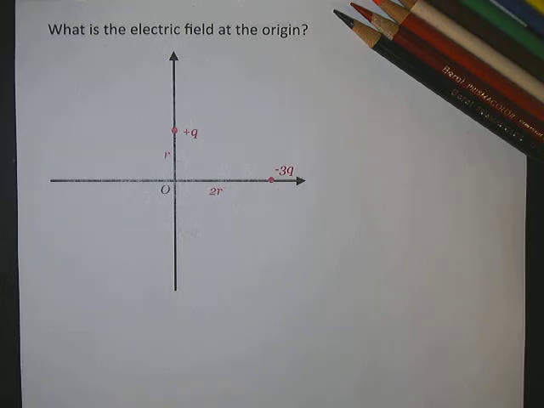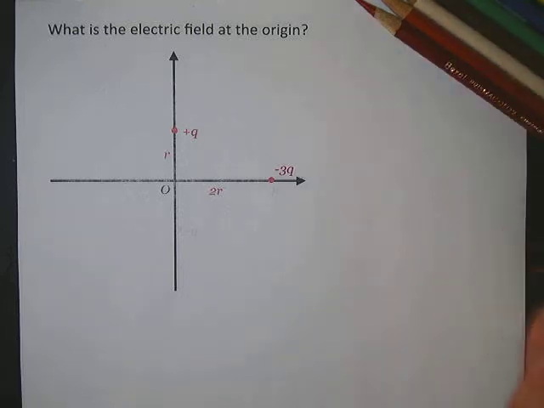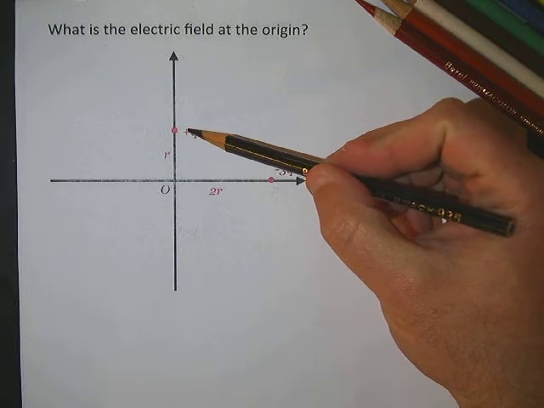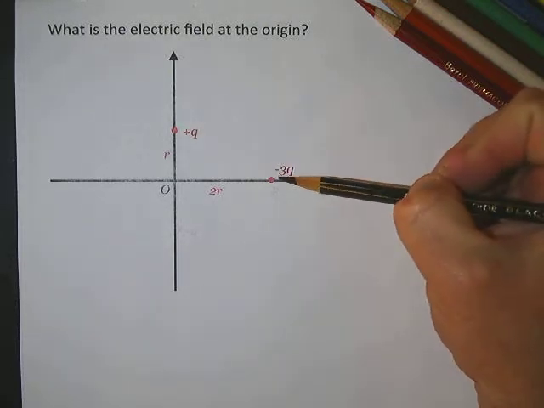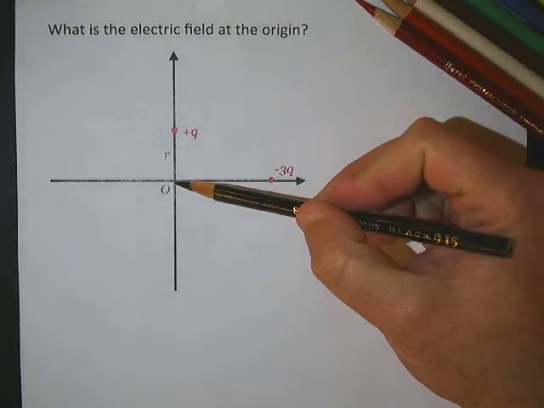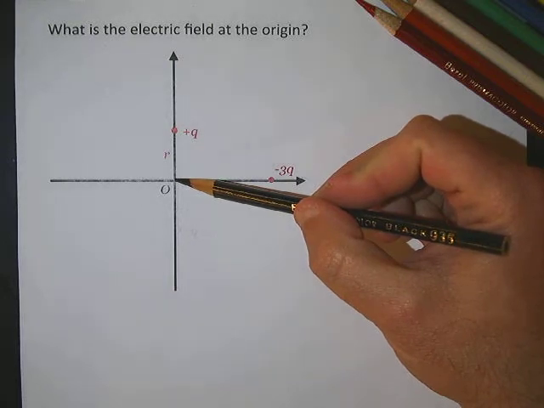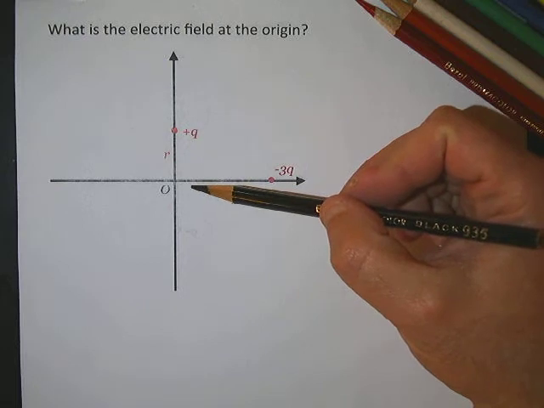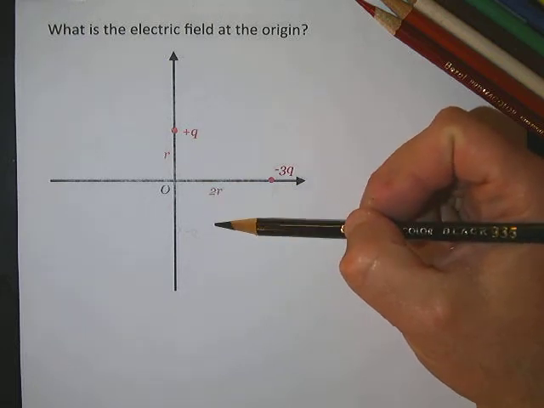Okay, so here we're going to do a problem about electric field. We're going to take these two charges, or two charged particles, one that has a charge of plus q and one that is negative 3q. We're going to use them to find the electric field at the origin.